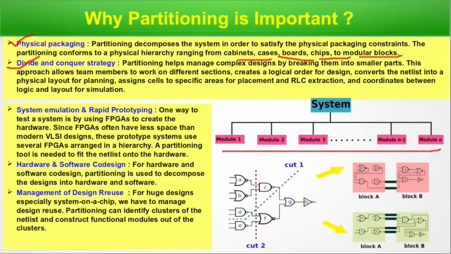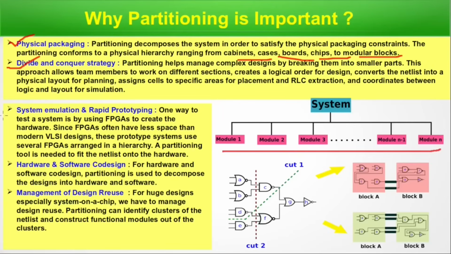Divide and conquer strategy: partitioning helps manage complex designs by breaking them into smaller parts. This approach allows team members to work on different sections, creates a logical order for design, converts the netlist into a physical layout for planning, assigns cells to specific areas for placement and RLC extraction, and coordinates between logic and layout for simulation. So in the divide and conquer strategy, a big complex system is divided and different team members can work on different sections. So that actually is the process.